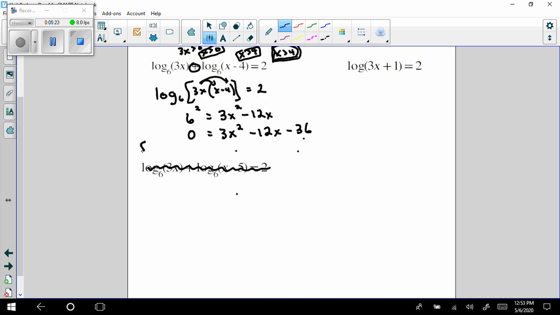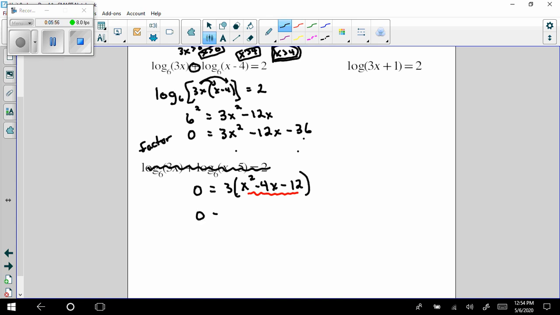Then guess what? We're going to factor. Always look for GCF first. It might save you some time. So on this one, I can factor out a 3. So I get x squared minus 4x minus 12. And then that makes this piece of the quadratic much easier to factor because I have a leading coefficient of 1.